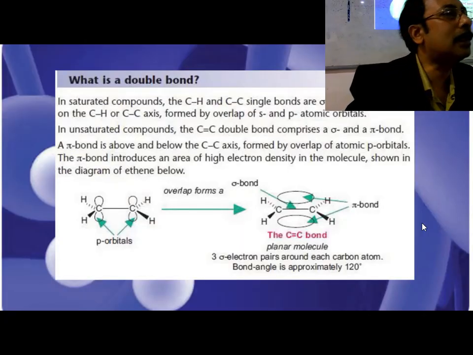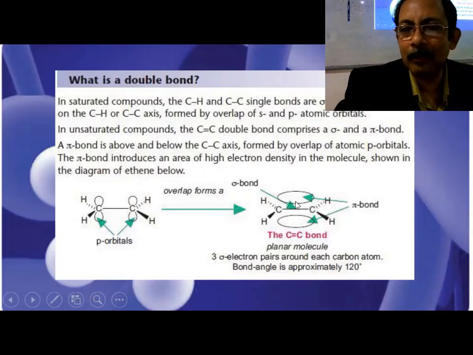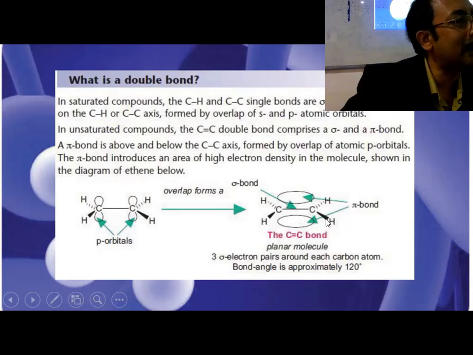So what is a double bond? Double bond means one sigma bond and one pi bond. So here there is a full electron density. Above and below there is a pi electron density, pi electron cloud. We can call it electron cloud.